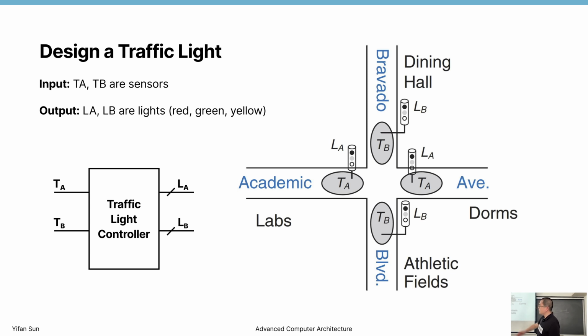So this is a symbol, a block diagram, for the system that we're developing. And we have TA, TB, LA, and LB. Okay. Then why is there a slash in LA and LB?